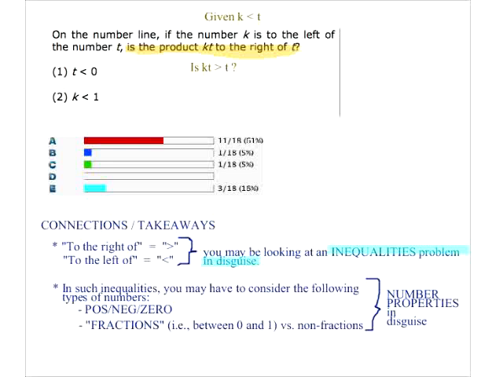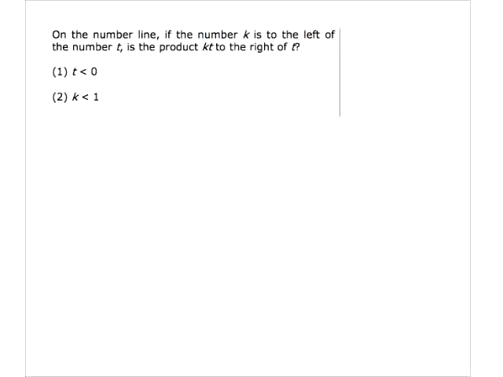So these things wear a lot of hats here. They can be lots of different kinds of problems without really saying what they are. So let's take a look. Let's put it on the next page and examine it. If a number k is to the left, these problems are from GMAT Prep, by the way, if anybody's wondering. If the number k is to the left of the number t, then is the product kt to the right of t. So statement 1, let's take a quick look.